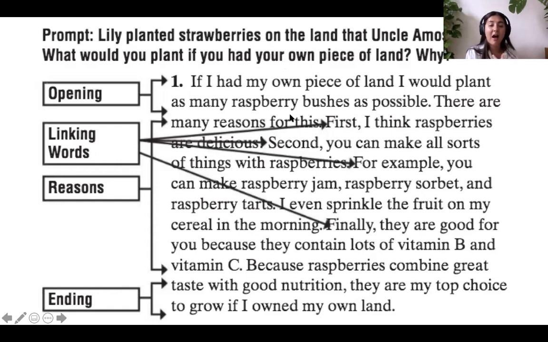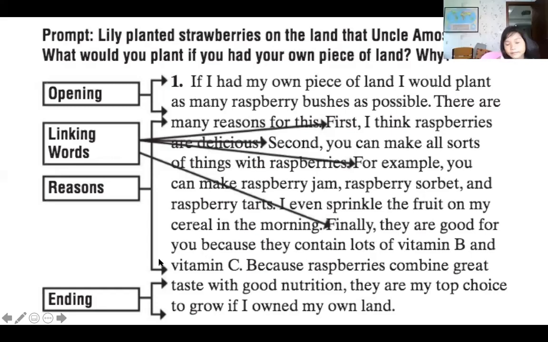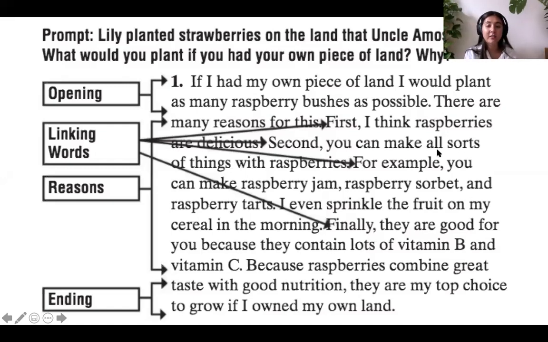It says, if I had my own piece of land, I would plant as many raspberry bushes as possible. It's answering the prompt, what would you plant? And it's letting me know they would want to plant raspberry bushes. Does this author give reasons and details to support their opinion of wanting a raspberry bush? Yes or no? Yes. They give me a lot of reasons and some really good details.